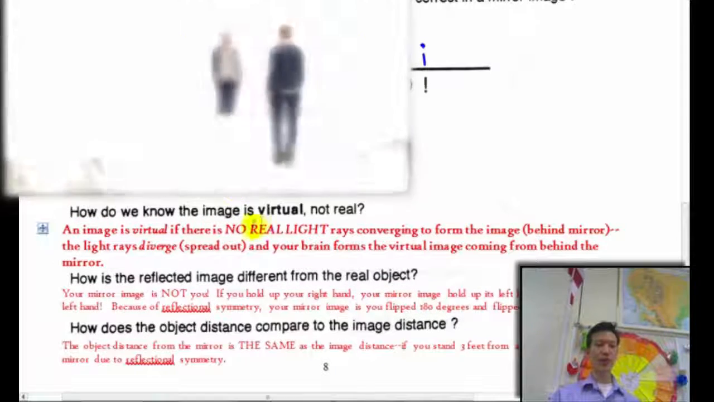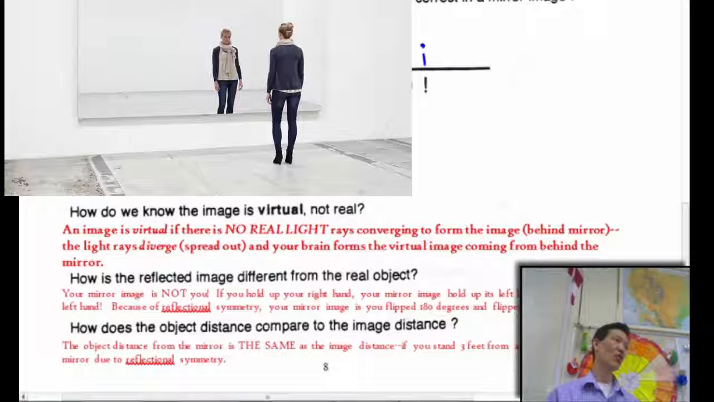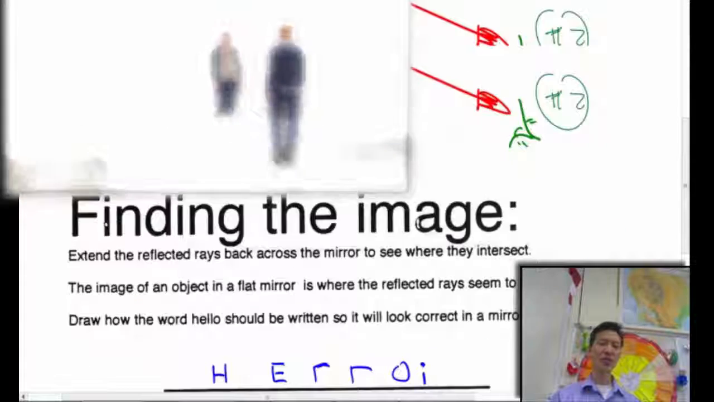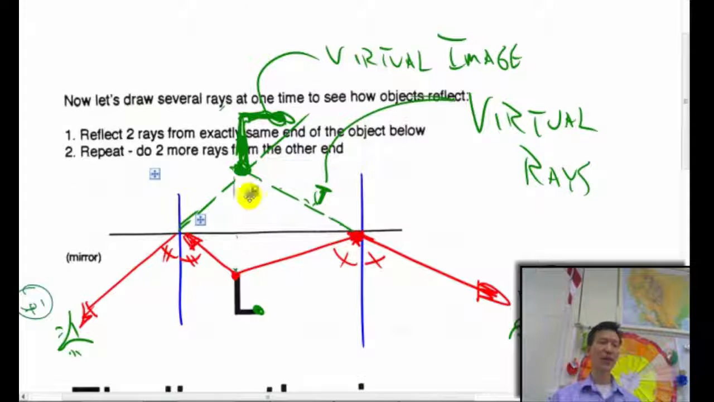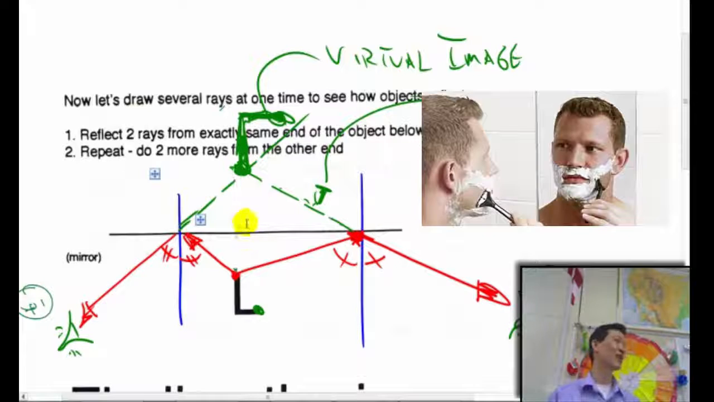How do we know that an image is virtual, not real, inside a plane mirror? An image is virtual if there is no real light behind that mirror. The rays actually spread out from a mirror, but your brain puts it together behind the mirror. So in other words, when you look in the mirror in the morning, don't rip it off the wall to try to find everyone back there.